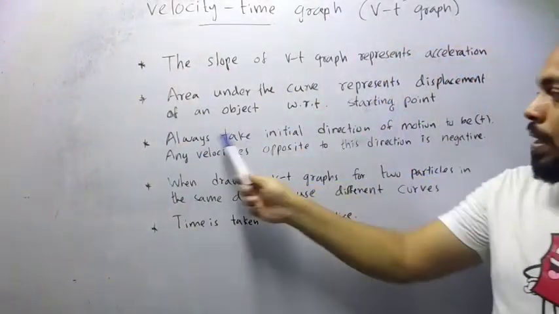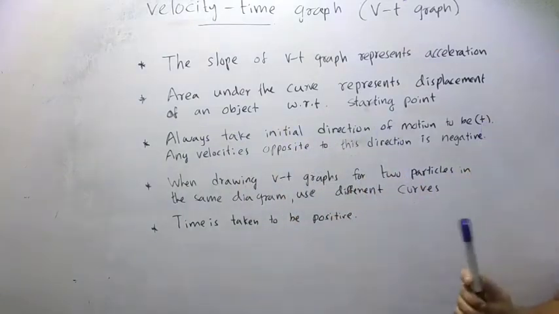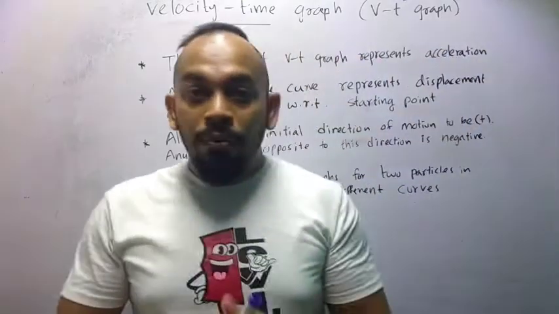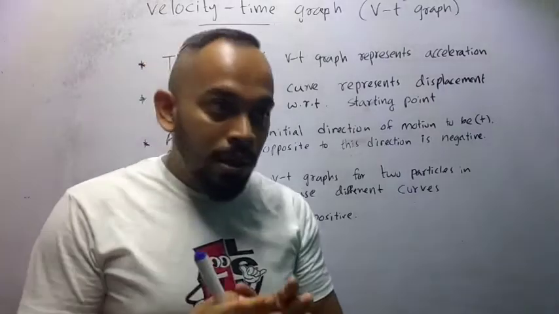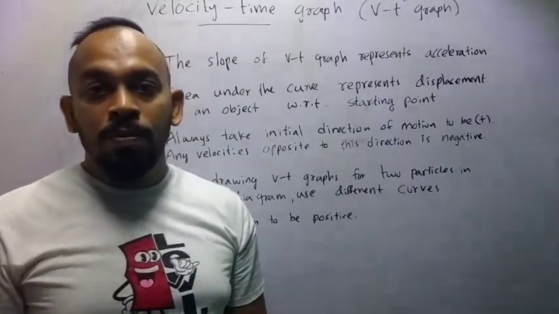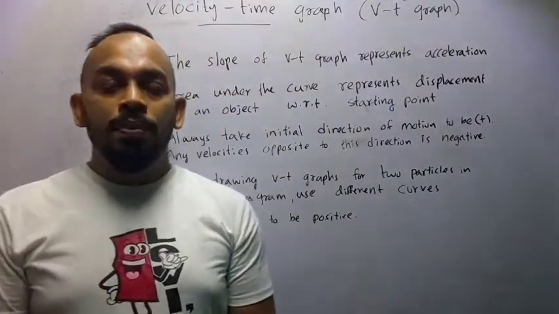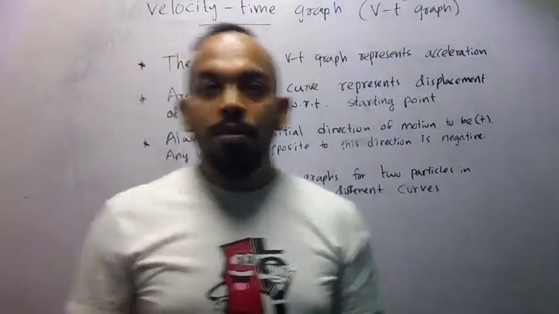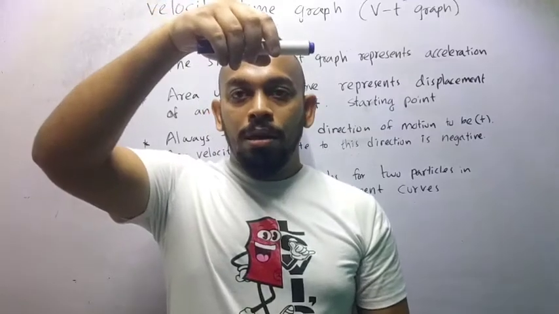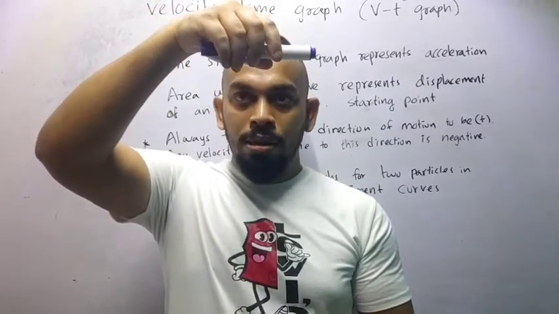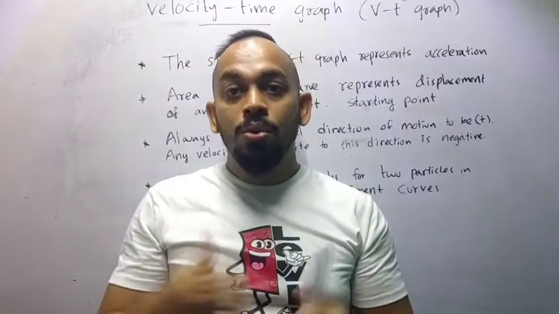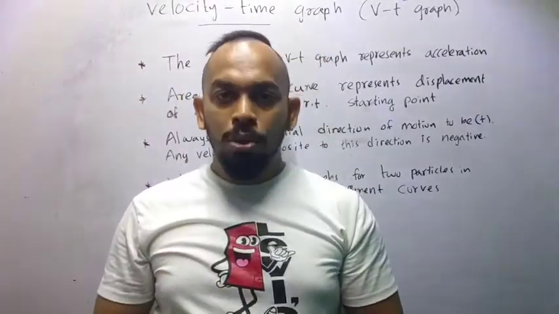Then always take the initial direction of motion to be positive. Any velocities opposite to this direction are taken to be negative. This I mentioned. You have to start at some point, and at that point you start moving in a specific direction. Suppose you are here and you start moving in this direction, then you take this direction to be positive, right? Suppose you are dropping a particle from a height. When you drop it, the particle starts to move in this direction, that is the initial direction. So you can take that direction to be positive, right?